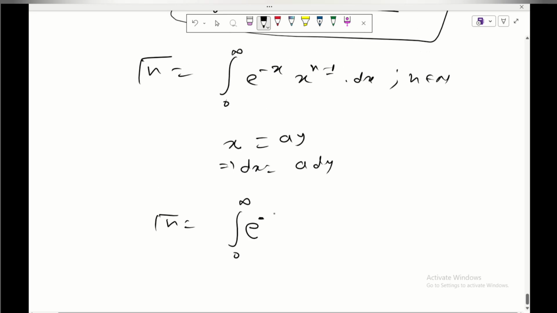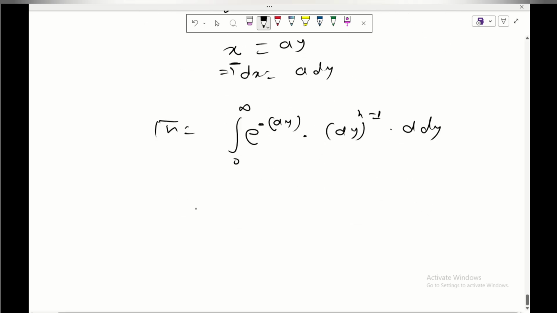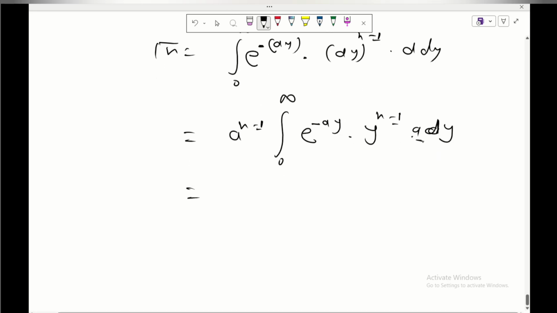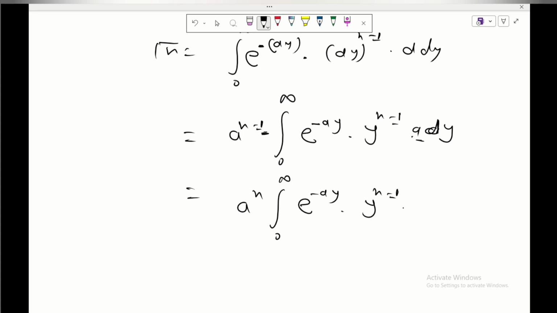So now what do I write at the place of x? ay. Okay, e^(-ay) times (ay)^(n-1) times a dy. Now a^(n-1) comes out of the integral from 0 to infinity of e^(-ay) y^(n-1) times a dy. We will solve it in the next step. Now we have 1 power of a and here n-1, so I can write it simply a^n times the integral from 0 to infinity of e^(-ay) y^(n-1) dy.